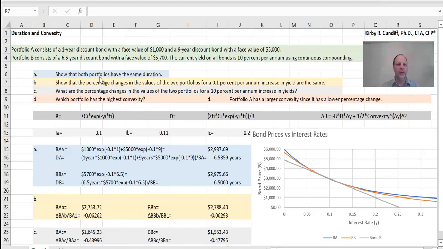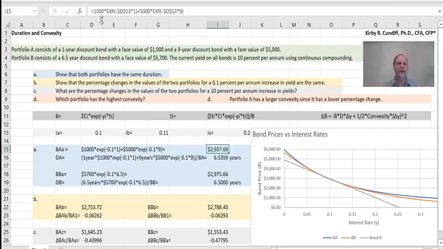So we will start with question A. To calculate the duration, first we have to calculate the portfolio value. The value of a bond portfolio is the discounted sum of all cash flows, which looks like this if you use continuous compounding. For portfolio A, we have a $1,000 cash flow occurring in year one, and our initial interest rates are 10%. So portfolio A equals 1,000 exponent minus 0.1 times 1 plus the next cash flow of 5,000 occurring in year 9, also discounted at 10%.